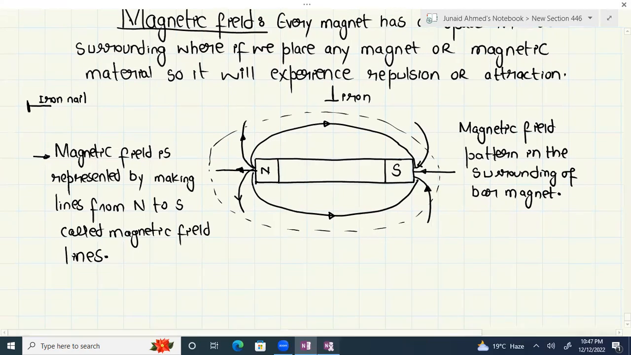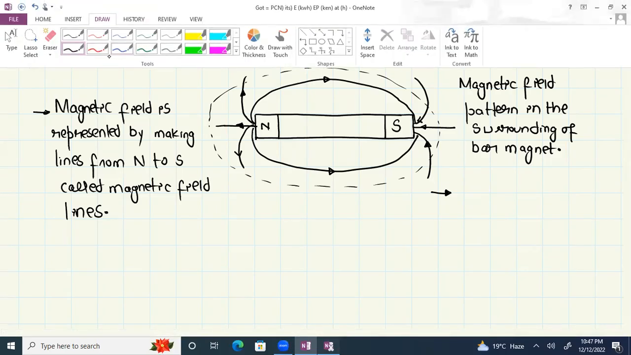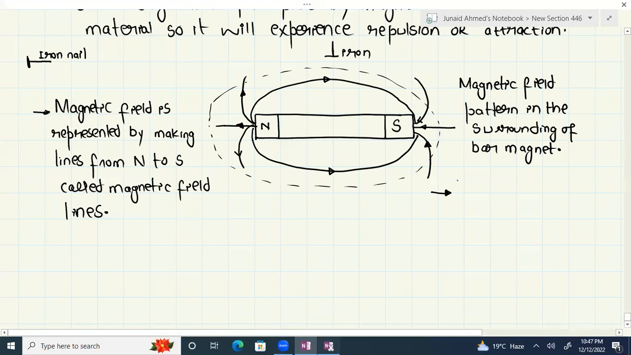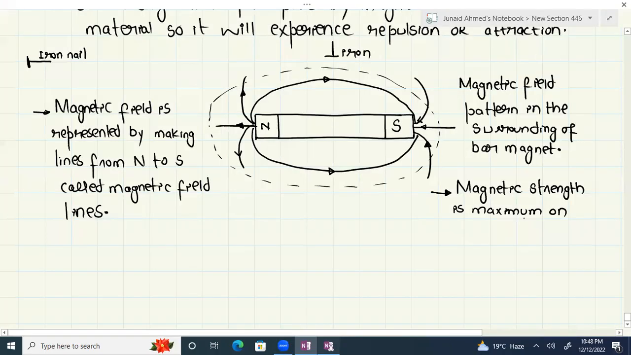Exactly. So this means that magnetic field lines are quite dense at the poles. So the magnetic strength is also highest at the poles. Magnetic strength is maximum over the poles. We can write that magnetic strength is maximum on the poles. Acha, why is it maximum on the poles? Because magnetic field lines are dense on the poles.